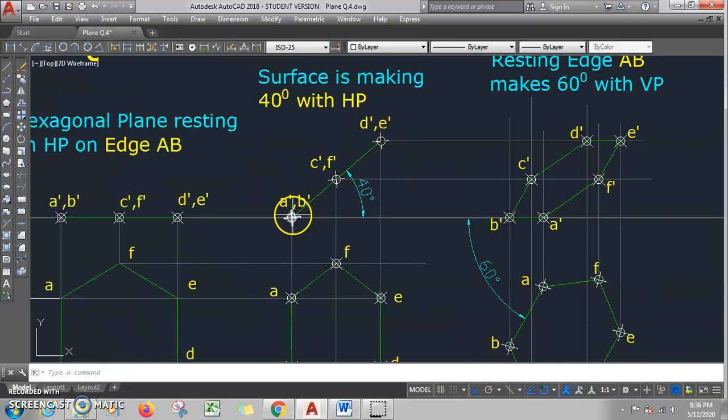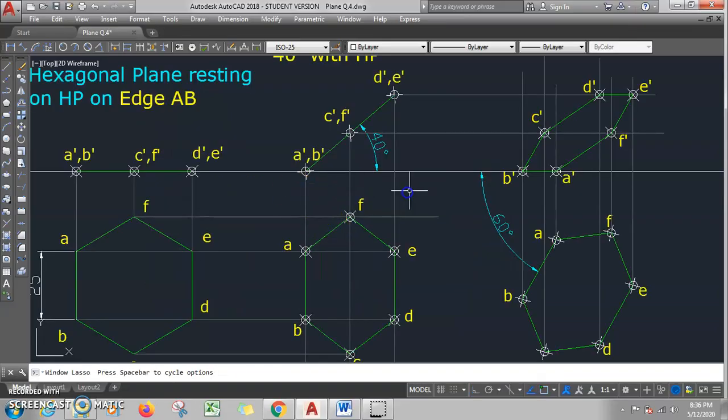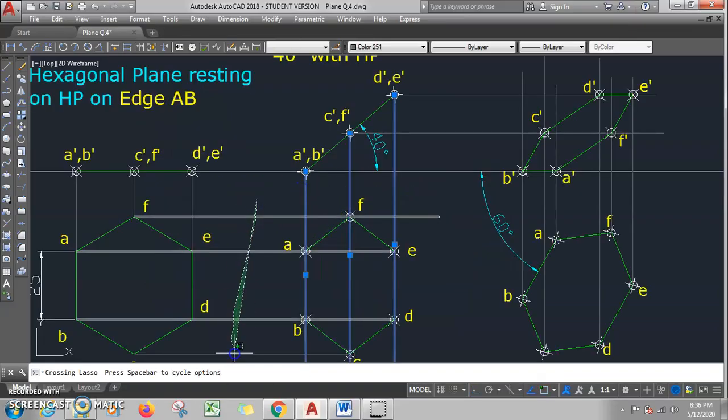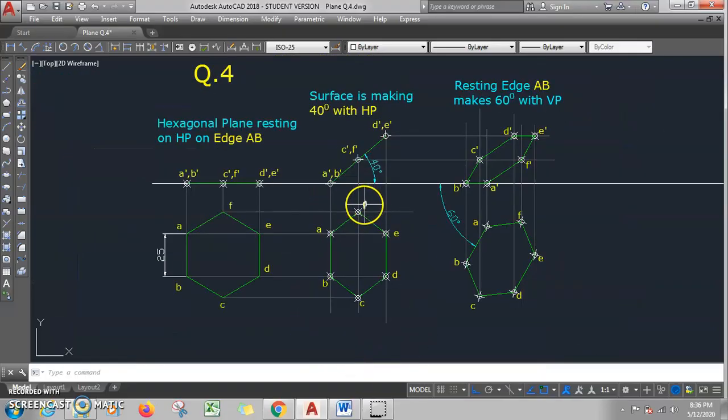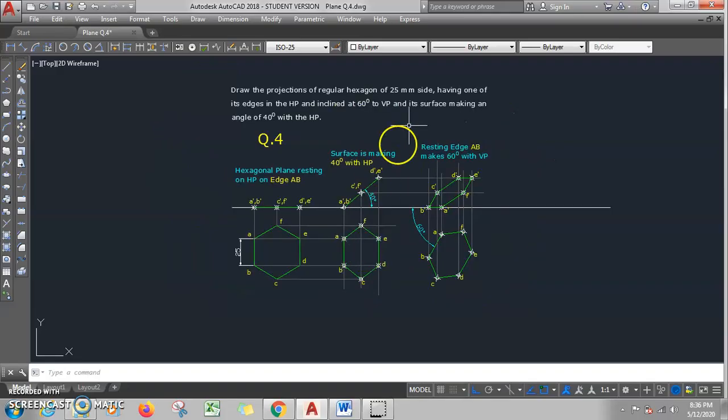Here it is resting on edge AB, and the surface is making an angle of 40°. By projection you will have 3 vertical projectors, 1, 2, 3, and in the top view you will have projectors 1, 2, 3 and 4. Locate all the points A, B, C, D, E, F and join in sequence. You can see here the plane is inclined, so the top view of the plane will be distorted. This is the initial condition and this is the second condition, where the shape is distorted when the plane is inclined.